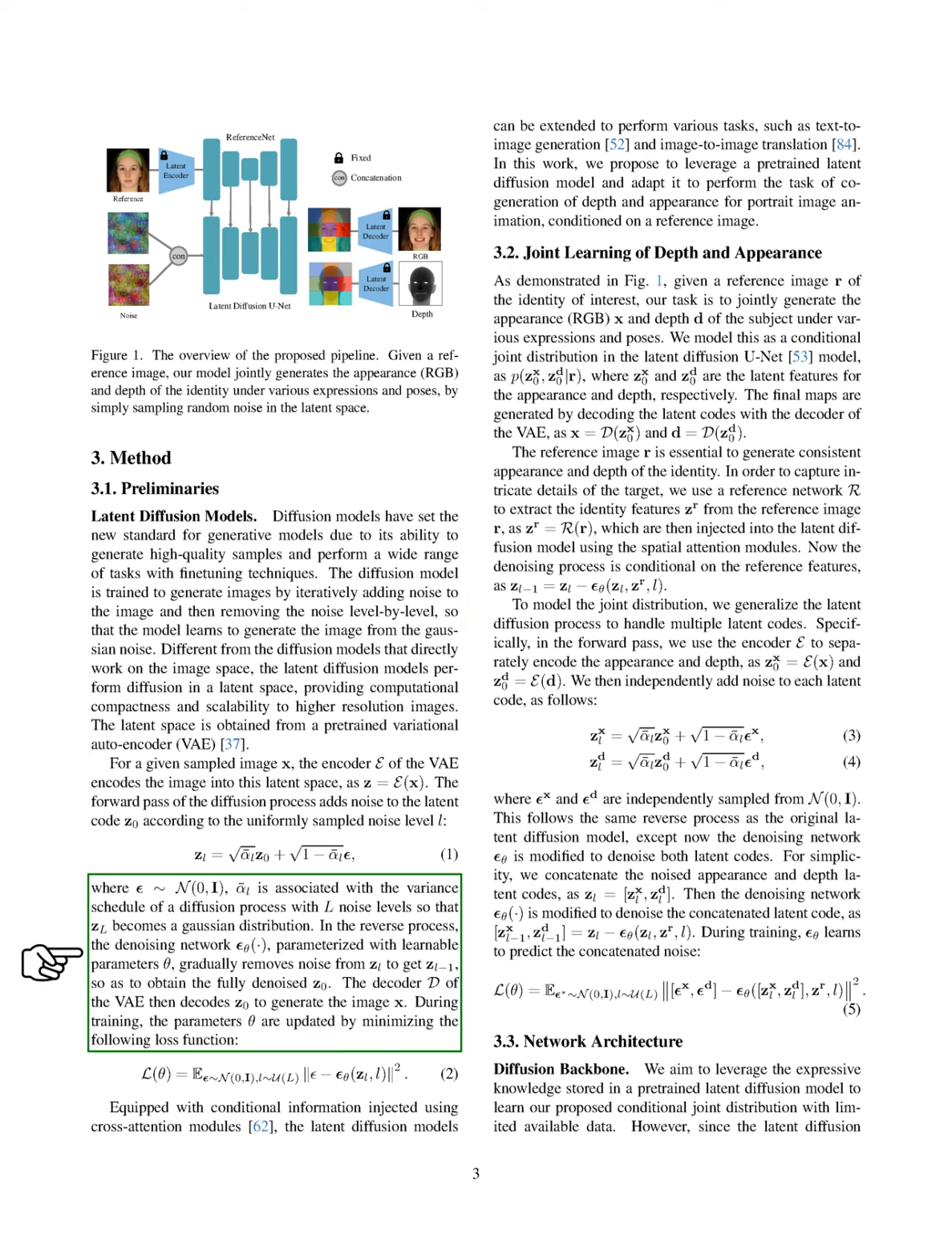We model this as a conditional joint distribution in the latent diffusion U-net model. The final outputs are produced by decoding the latent codes for appearance and depth. The reference image is crucial for ensuring consistency in the generated outputs. To capture detailed identity features, we use a reference network to extract these features from the reference image, which we then incorporate into the latent diffusion model.